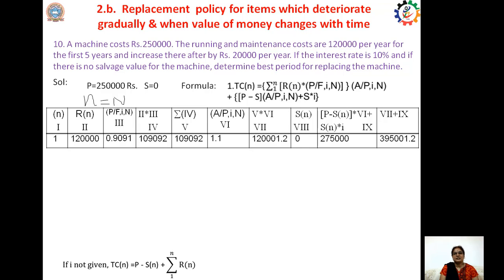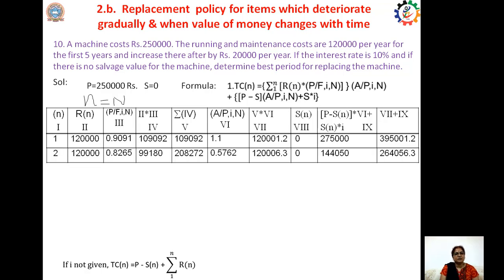P minus Sn means 2,50,000 minus 0, into 1.1, plus 0 into 0.1. So this term vanishes because the salvage value is 0. That's the advantage. So you get this. Now you add this and this, you get this much. Similarly, we will see one more instance of calculation for the second period, that is n is equal to 2.